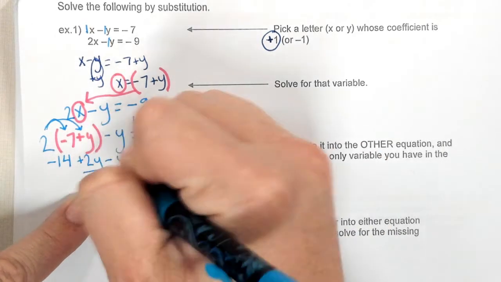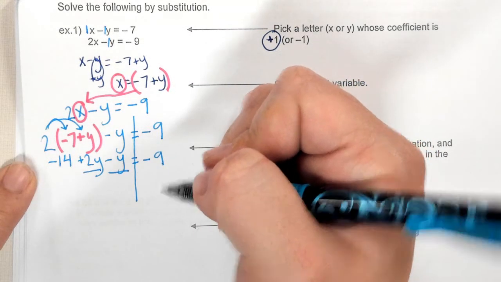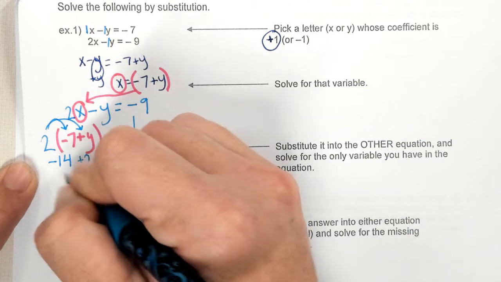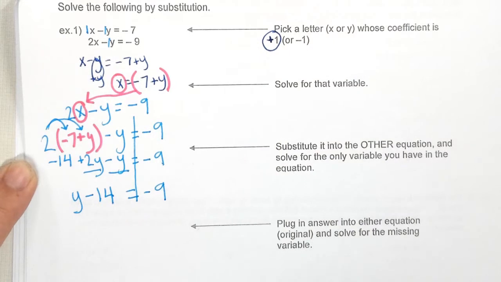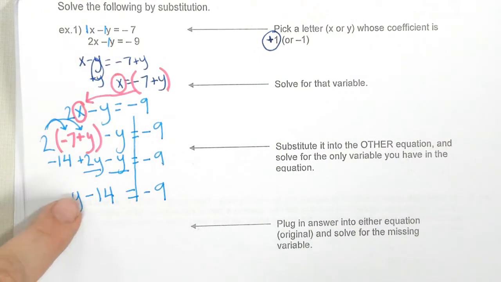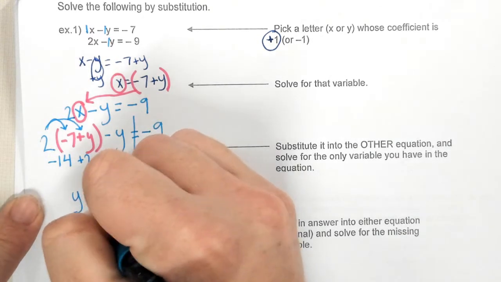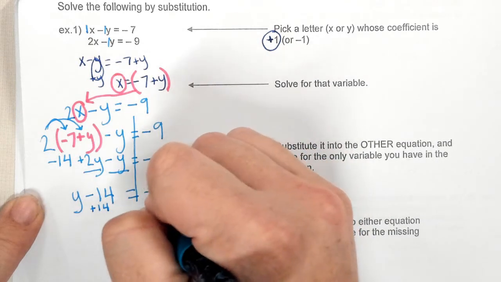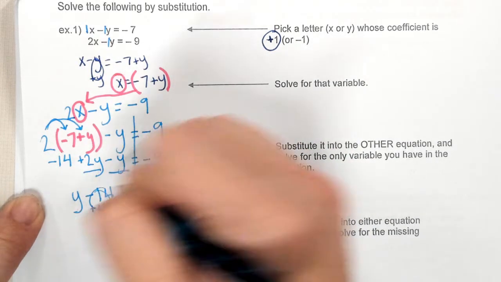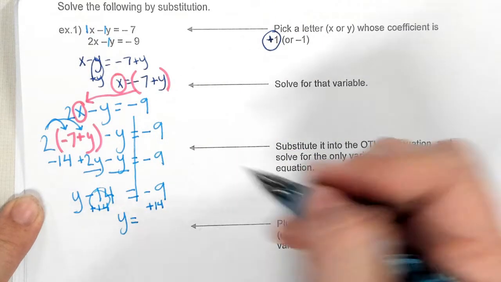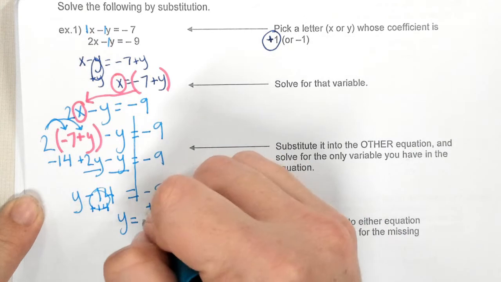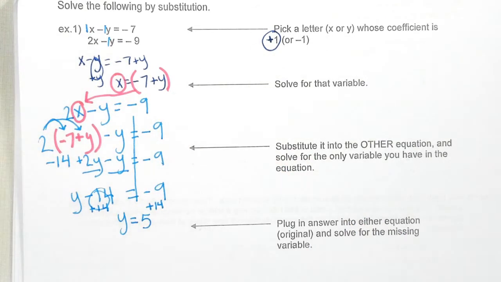So what's 2y minus y? y, or 1y, either way. I still have that negative 14 equals negative 9. You also could have put negative 14 plus y, either way. And now what do I do to get y by itself? Plus 14 on both sides. So what's negative 9 plus 14? 5.